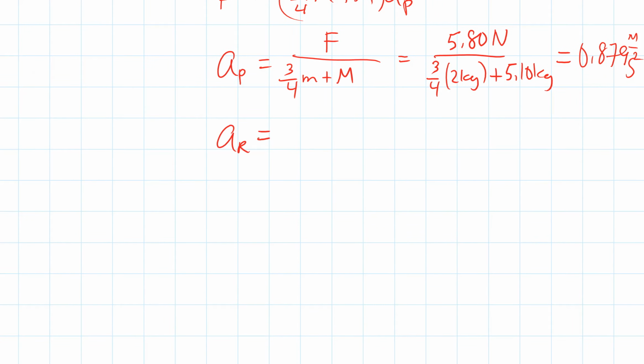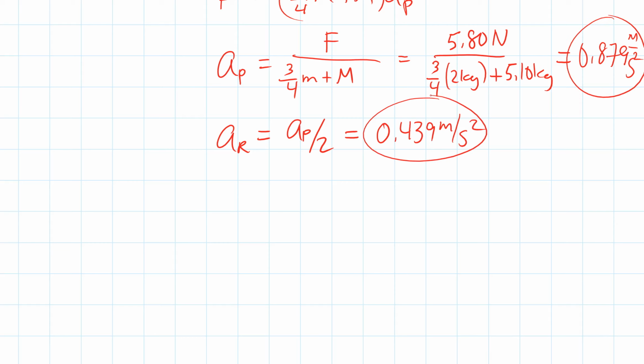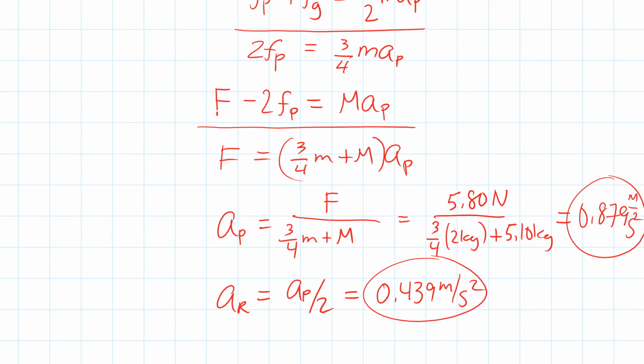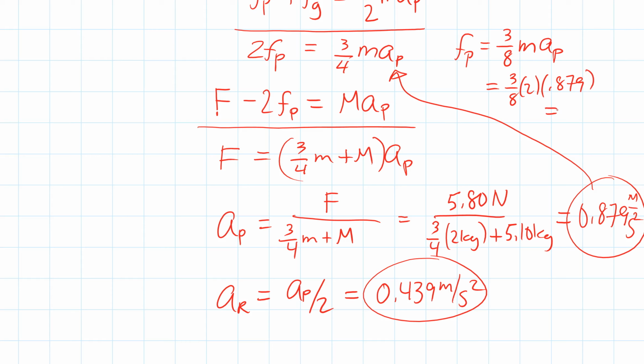The acceleration of the roller is simply the acceleration of the plank over 2, so it is approximately 0.439 meters per second squared. Finally, we can solve for the two forces of friction. Okay, we can bring the acceleration of the plank up to here to get that friction of the plank is equal to 3/8 M A plank, and that's 3/8 times 2 times 0.879. So the friction between the plank and the roller is equal to 0.659 newtons.